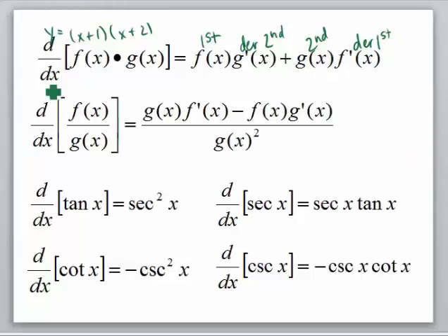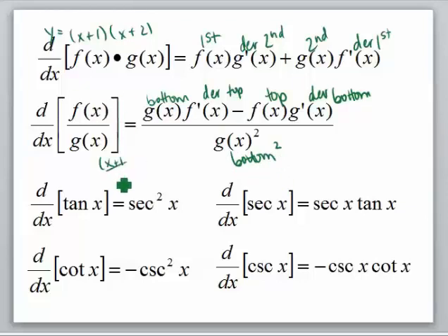The second rule we're talking about today is quotient rule. And I'll describe this as bottom times the derivative of the top minus the top times the derivative of the bottom, all over bottom squared. Now this would be something where you had like x plus 1 over x plus 2, and you had to take the derivative of those. So you'd have bottom times the derivative of the top minus top times the derivative of the bottom, all over the bottom squared.